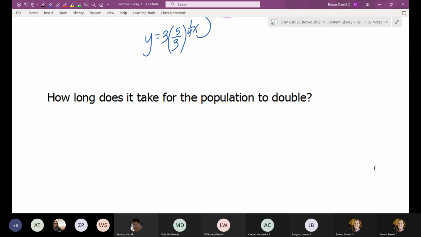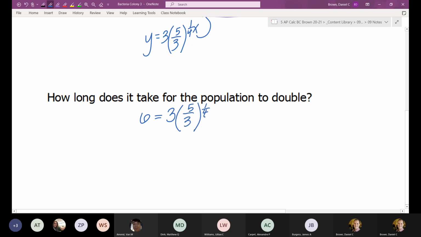What was the initial population? 3. If it's going to double, what's it going to turn into? 6. And you're like, well, isn't that just for one kind of doubling time? And you're like, well, this is still a differential equation. It is a constant of proportionality, so that rate is still going to be a constant. So if the initial condition was 3, we knew that it will double when it reaches 6. So then we can just solve this.